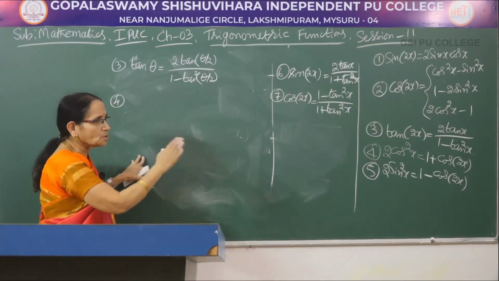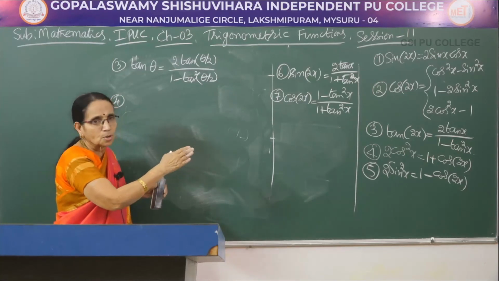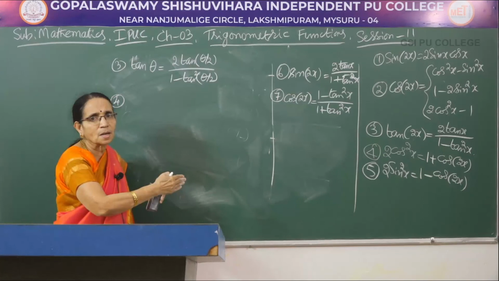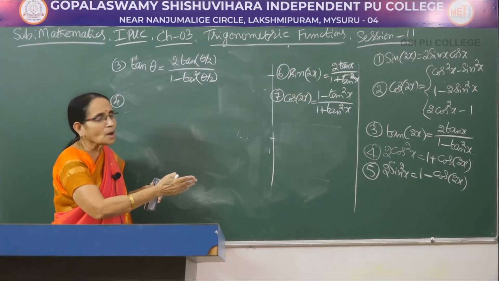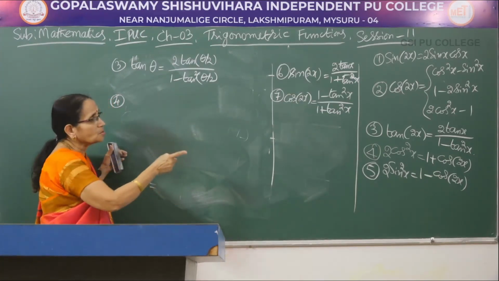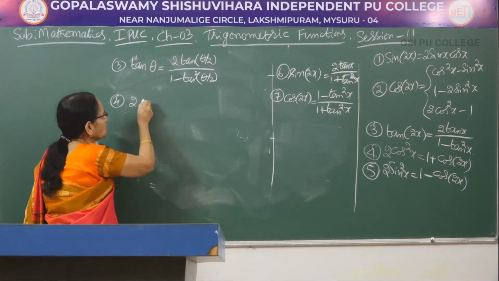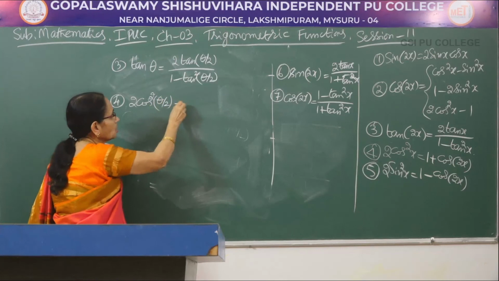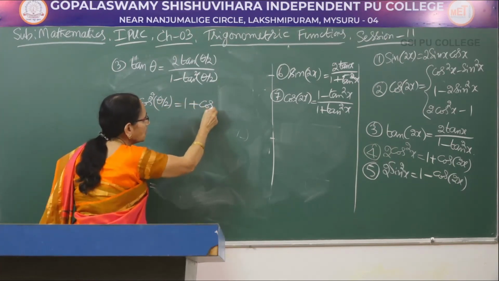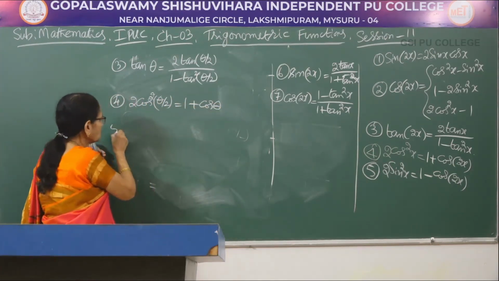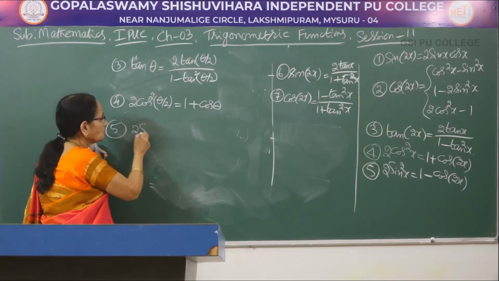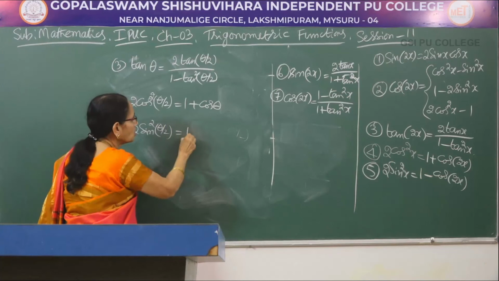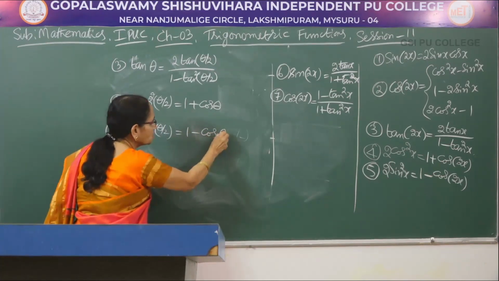See, in this one, of course, I could have written 1 plus cos 2x equal to 2 cos square x there also, so that the left hand side would be containing multiple angle, right hand side is half of that one. Now, x is replaced by theta by 2, means you could write this as 2 cos square theta by 2 would be equal to 1 plus cos theta. Same thing, the fifth one, 2 sin square theta by 2 would be equal to 1 minus cos theta.